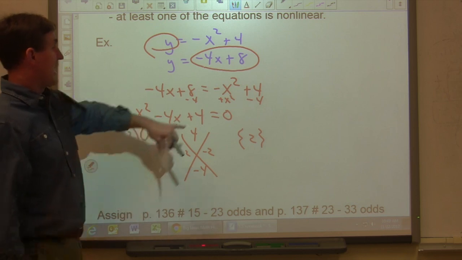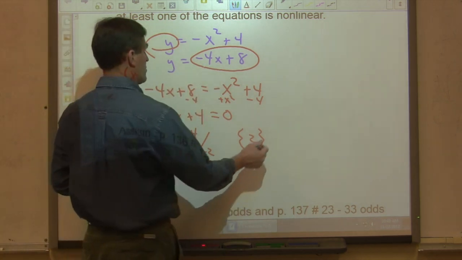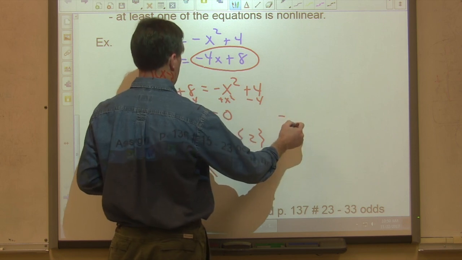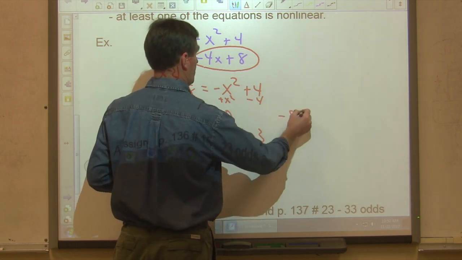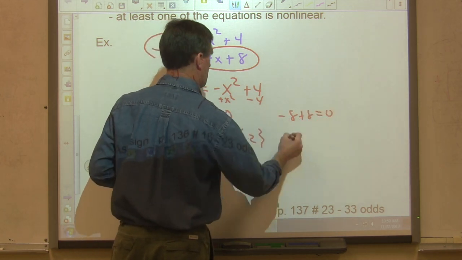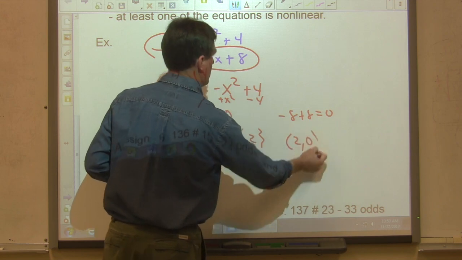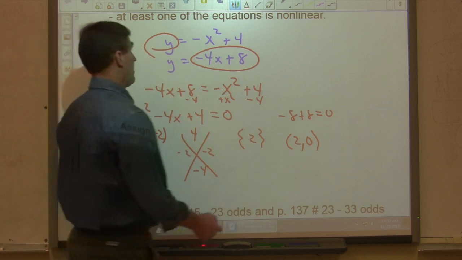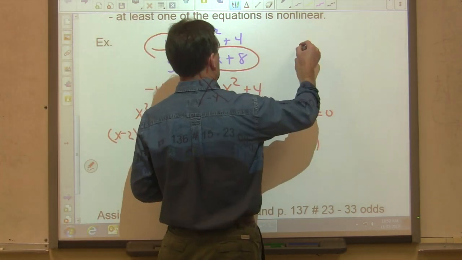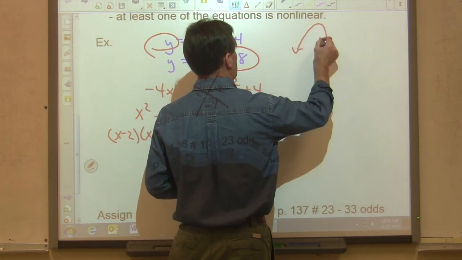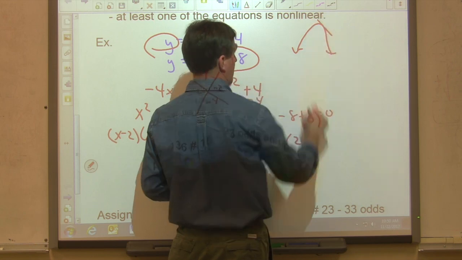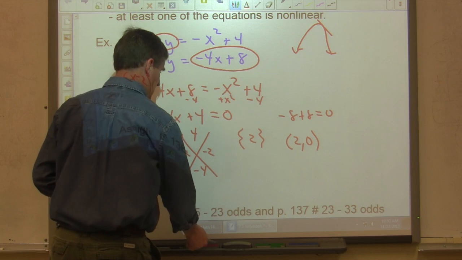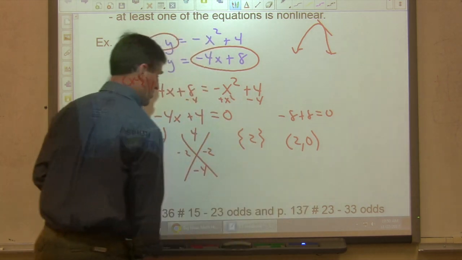We only have one answer. So then we can plug that in here. Negative 4 times 2 is negative 8. Plus 8 is 0, so my ordered pair is 2, 0, and we have one answer. This is the case where the quadratic opens down, but it's going to cross at one point. But we have our answer: 2, 0.